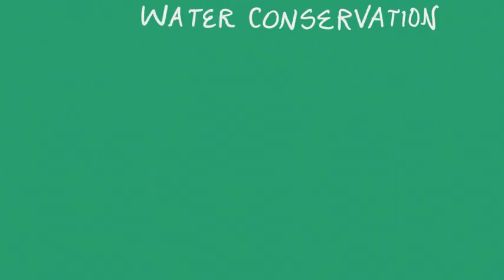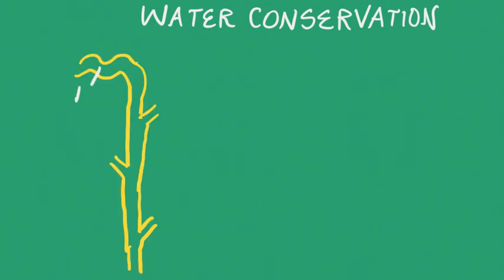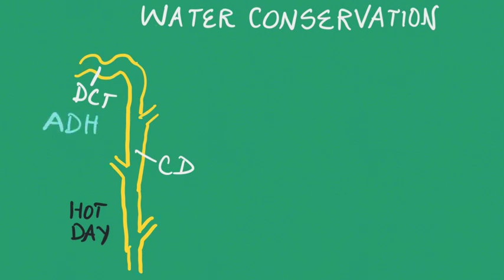The last stage of urine formation is water conservation. This happens largely at the DCT and the collecting duct. On a hot day, the body loses water via sweating, and so the posterior pituitary produces a hormone called antidiuretic hormone, or ADH for short. ADH makes the DCT and the collecting duct more permeable to water, and so water is reabsorbed at these places, and the urine that is produced is in a small quantity and it is concentrated.